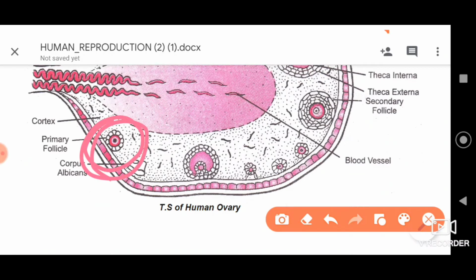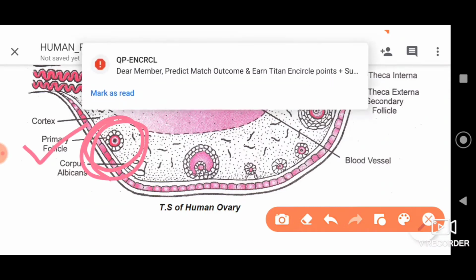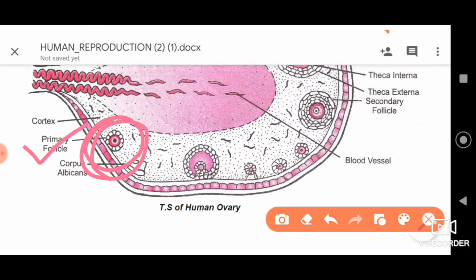Many of them will degenerate from birth to puberty. So at puberty, that is at sexual maturity, we can find around 60,000 to 80,000 primary follicles. Only 60,000 to 80,000, which is a very small number when we consider the formation of the oogonial mother cells, which were millions in number. So it will be only 60 to 80,000 in number at puberty. So note this point, my dear friends.